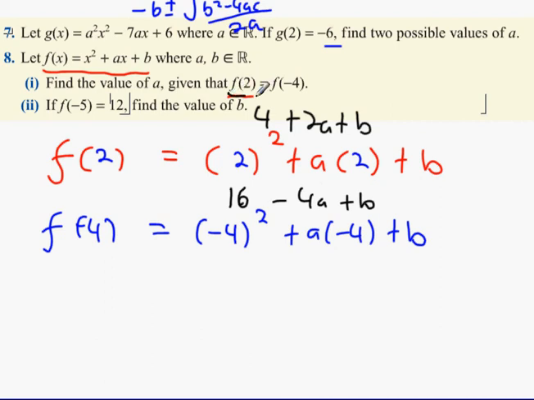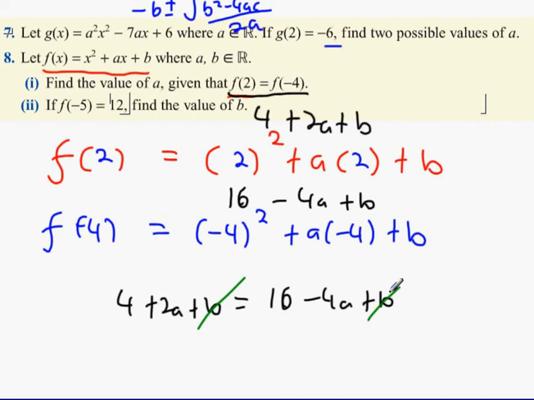Now it says the two of these are equal to each other. So what it's telling me is that 4 plus 2a plus b equals 16 minus 4a plus b. What can we say about the plus b's? They cancel. Because they're on both sides, they're going to cancel. And then what?